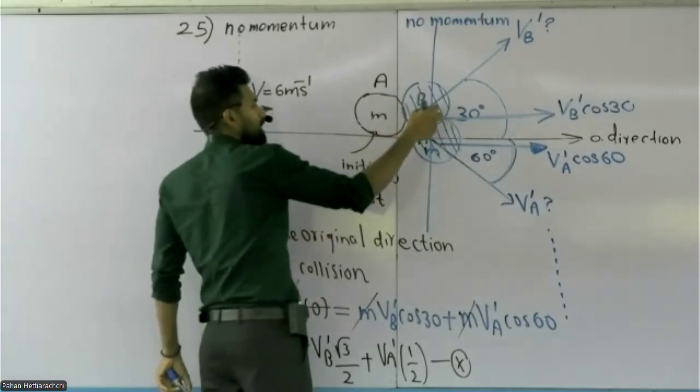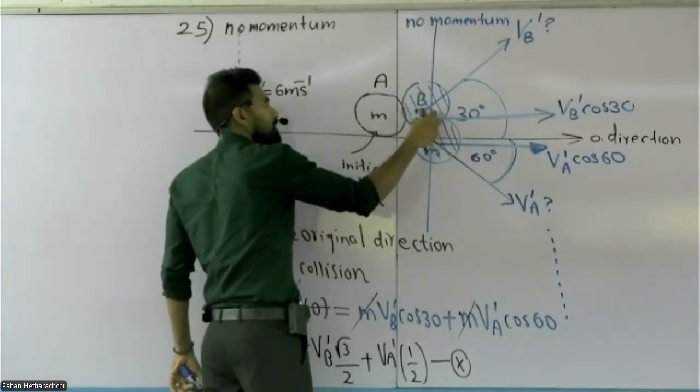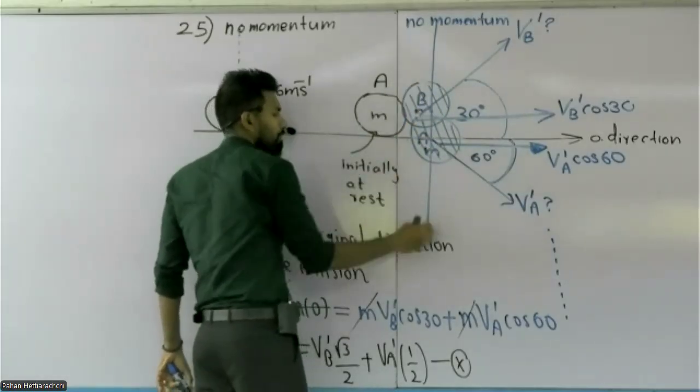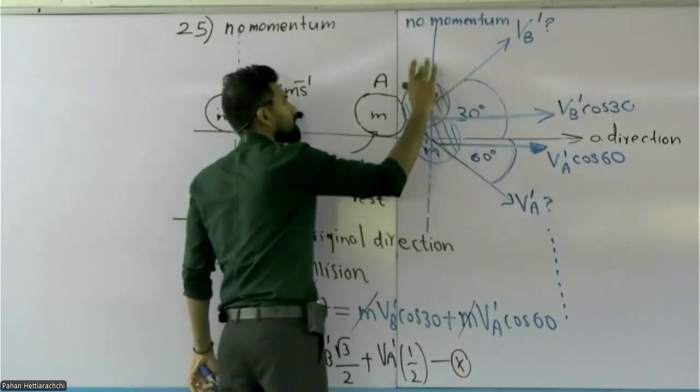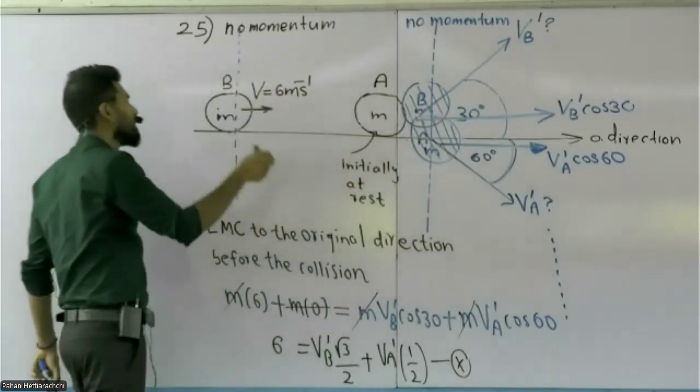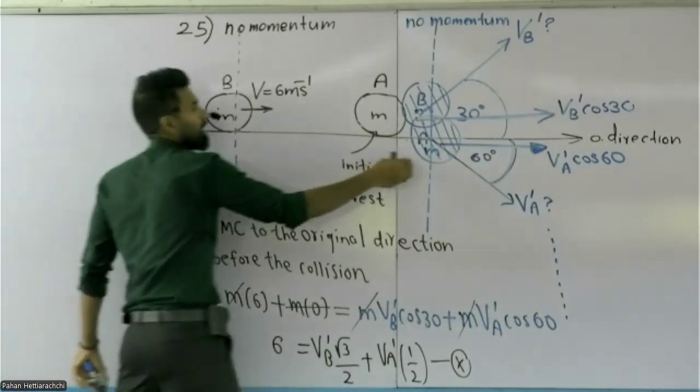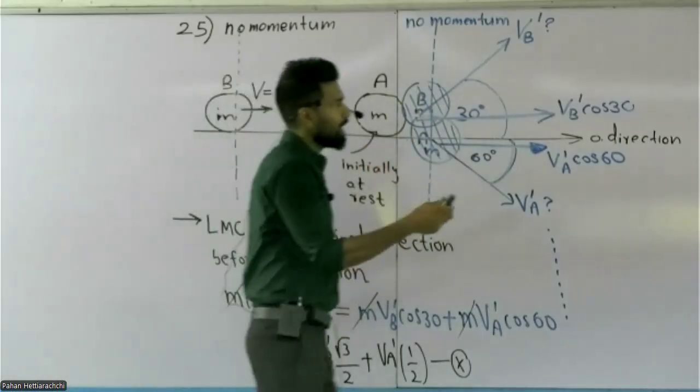Now, after the collision also, there shouldn't be a momentum in the perpendicular plane. Why? Momentum conserves. So if the initial value is 0, the final value should be 0. I'll write it like this.